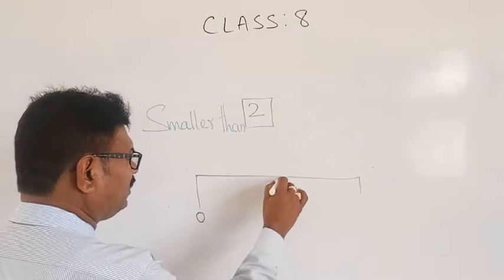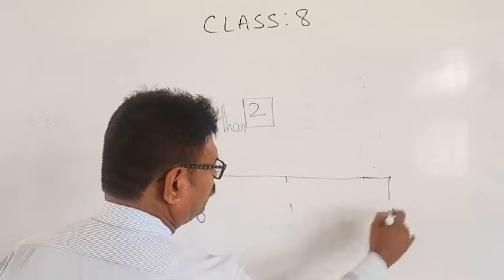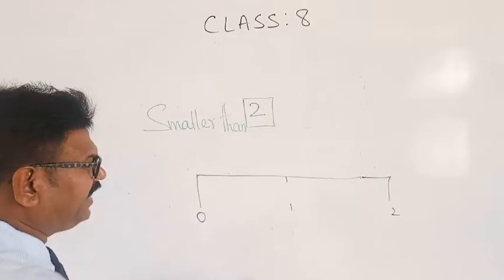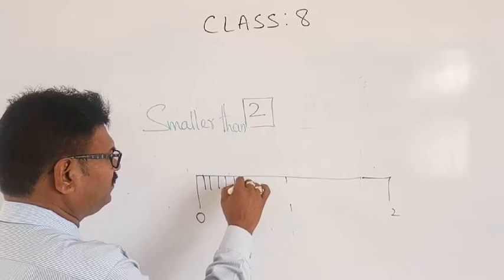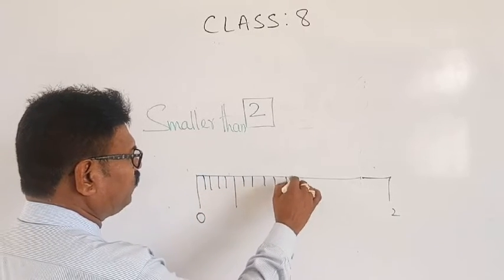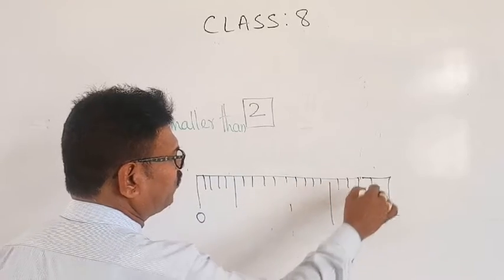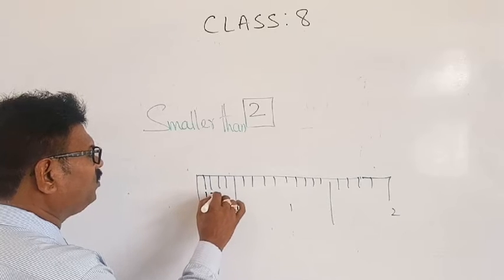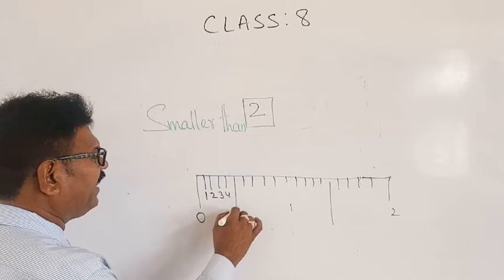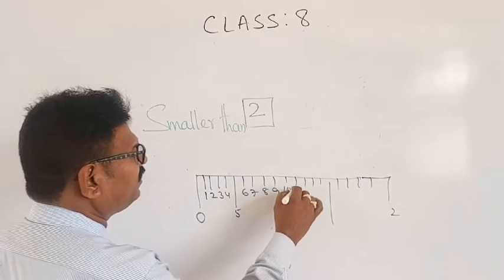Here 0, here 1, and here 2. You divide this into 10 parts: 1, 2, 3, 4, 5, 6, 7, 8, 9. Now you can write 1, 2, 3, 4, 5, 6, 7, 8, 9, 10.